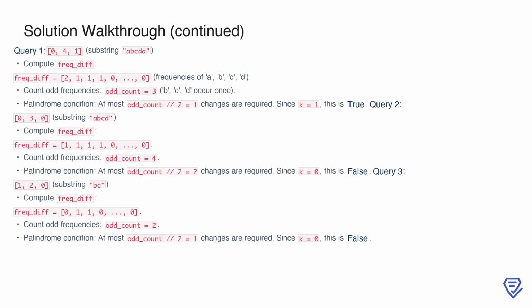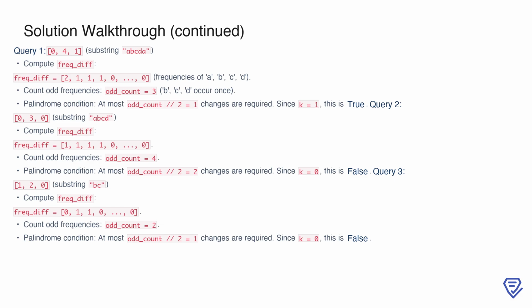The first query, 0, 4, 1, asks whether the substring ABCDA can be rearranged into a palindrome with at most one change. Using the prefix frequency array, we compute the character frequencies as 2, 1, 1, 1, 0. Here, A appears twice, and B, C, and D appear once each. A palindrome can have at most one character with an odd frequency, so we count the odd frequencies. B, C, and D give us an odd_count of 3. To make this a palindrome, at least odd_count // 2 = 1 change is needed, which matches the allowed k equals 1. Thus, the result is true.